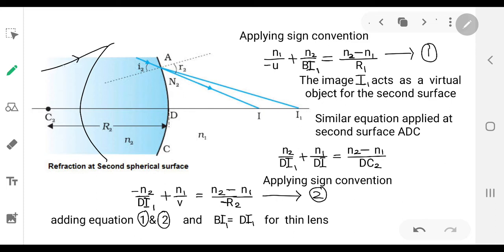So this is the incident ray which is emerging from the object O. When it strikes the first surface, it gets refracted. The refracted ray from the first surface acts as the incident ray for the second surface. So this refracted ray corresponds to the point I dash, so I dash is taken as the object.